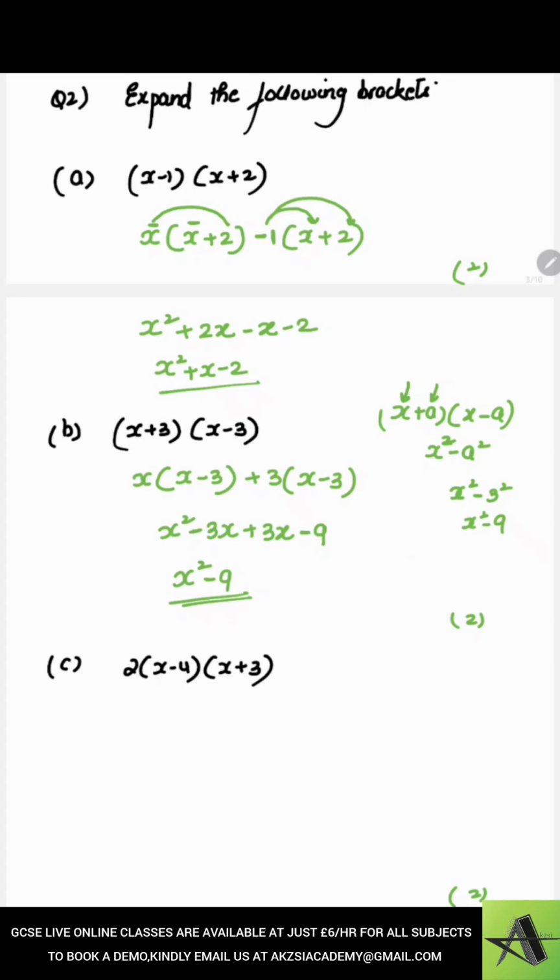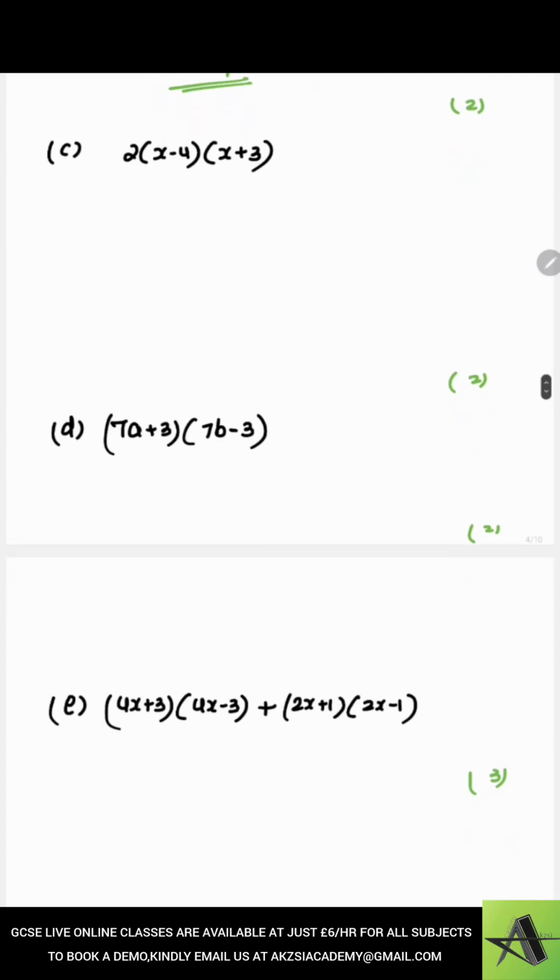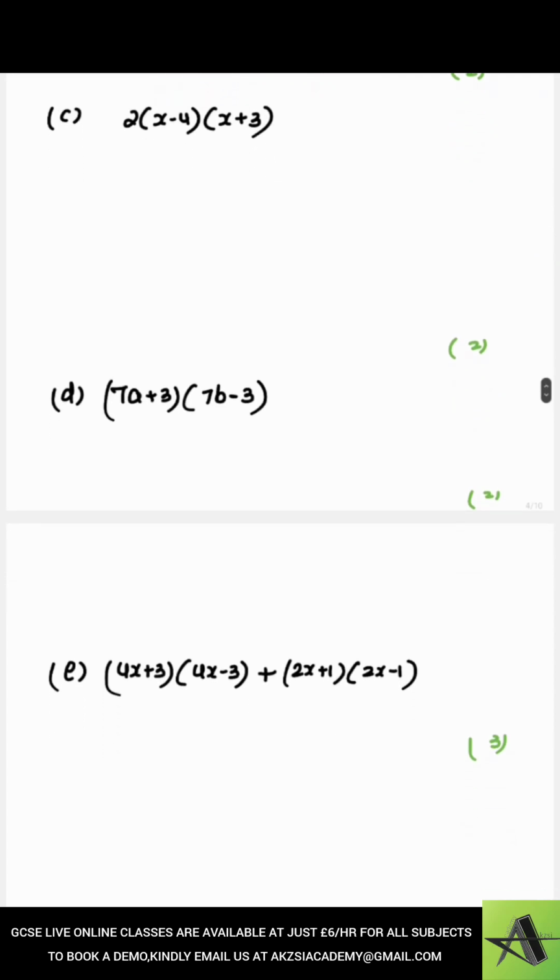Moving on to the next one, 2 is outside here. 2 times x minus 4 times x plus 3. That means the first thing that we have to do is expand the double brackets, and then at the very end you have to multiply it with 2. So what I'm doing is I'm just writing it like this.